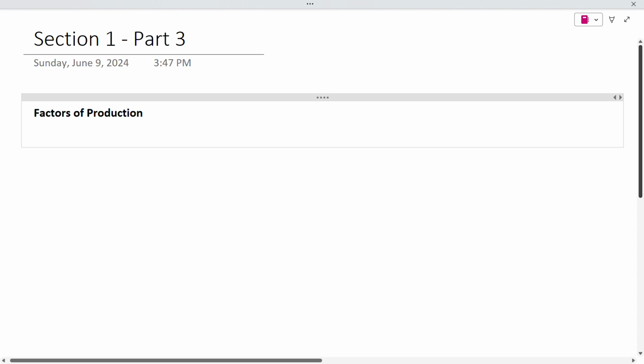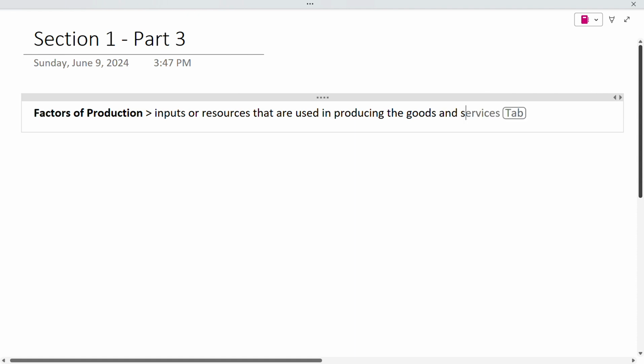So factors of production are simply the inputs and/or resources that are used in producing the goods and services to satisfy the needs and wants of the consumers. So what are factors of production? These are basically those essential inputs, those resources that we use to produce goods and services, and those goods and services are eventually used to satisfy the needs and wants of the consumers.